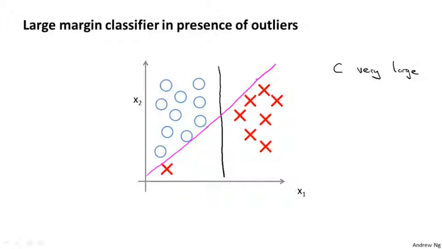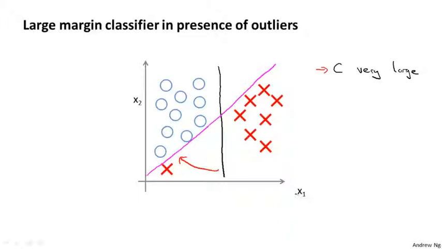That is the magenta line. And it's really not clear that based on a single outlier, based on a single example, it's such a good idea to change my decision boundary from the black one over to the magenta one. So if the regularization parameter C were very large, then this is actually what the SVM will do. It'll change the decision boundary from the black to the magenta one.